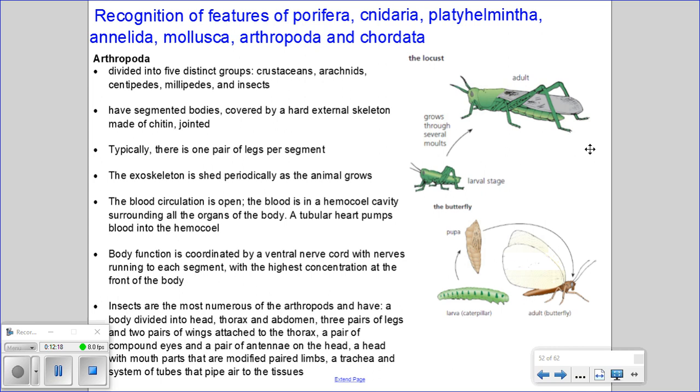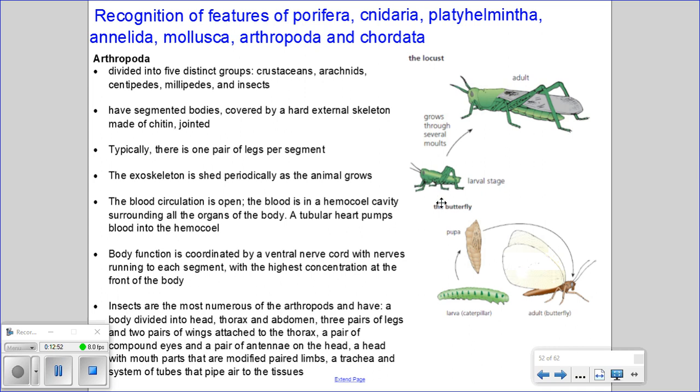Insects are the most numerous of the arthropods and have a body divided into head, thorax, and abdomen. 3 pairs of legs and 2 pairs of wings are attached to the thorax, a pair of compound eyes and a pair of antennae attached to the head, and they generally have a head with wide mouth parts, with mouth parts that are modified paired limbs, a trachea, and a system of tubes that pipe air to the tissues.